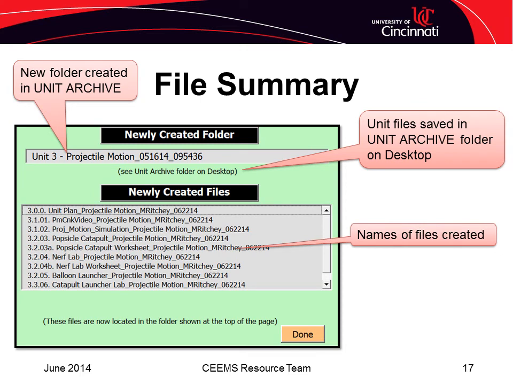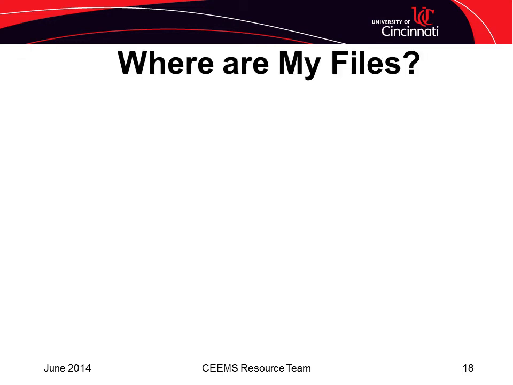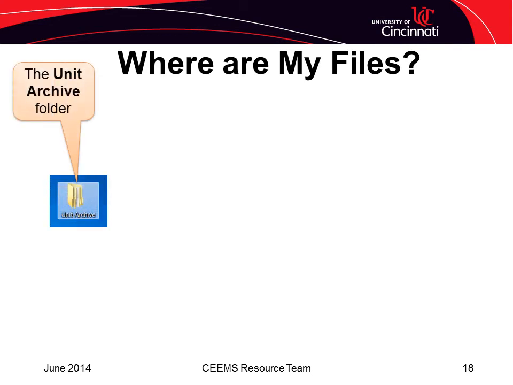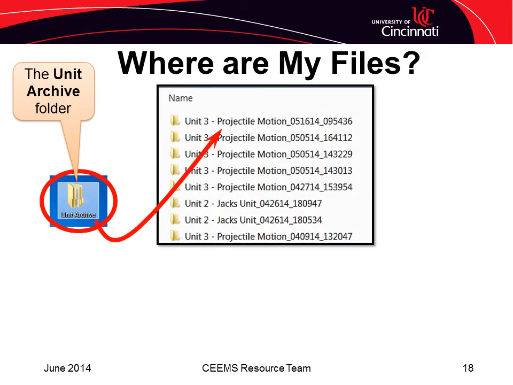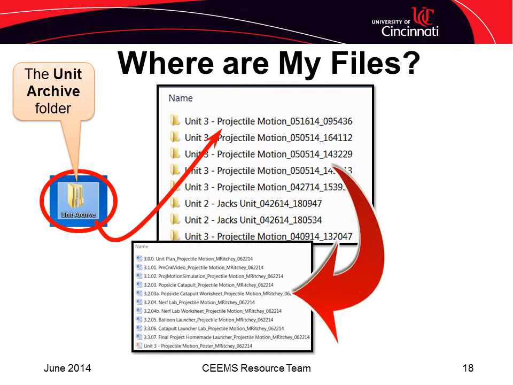Once you have reviewed this information, you can either click on the Done button to close the dialog box or leave it open and navigate to the desktop. Once you're at your desktop, double-click the Unit Archive folder to open it up. Inside of this folder, there may be many folders depending on how many times you have clicked the Create button. Select one of the folders in the Unit Archive folder and double-click on it. This is where the files are located that were generated when you clicked the Create button.